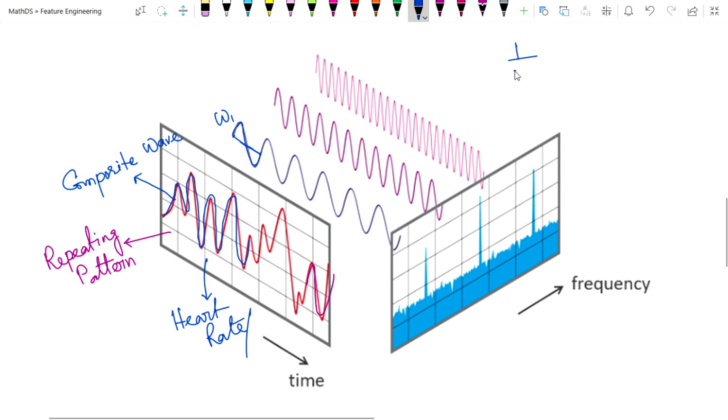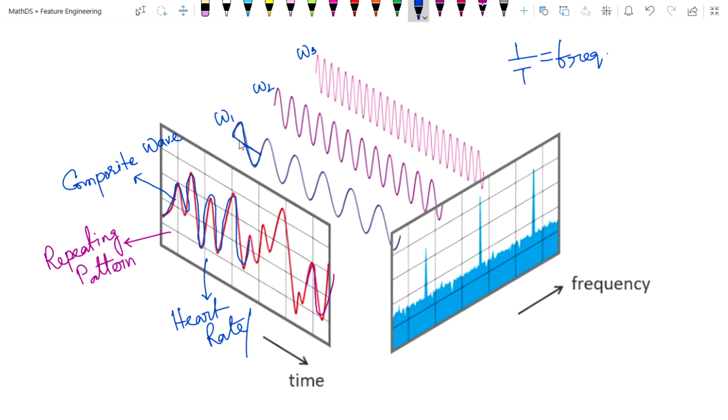We all know frequency is equal to 1 by T. We have known this already. After applying the Fourier transformation or decomposition on this complex curve, in the frequency domain we got three very beautiful sine and cosine like curves. Let's say W1, W2, and W3. The main difference between these three curves is that they have three different frequencies.